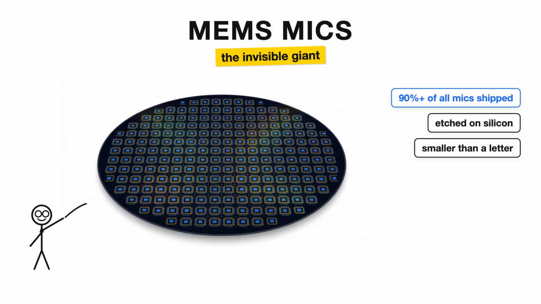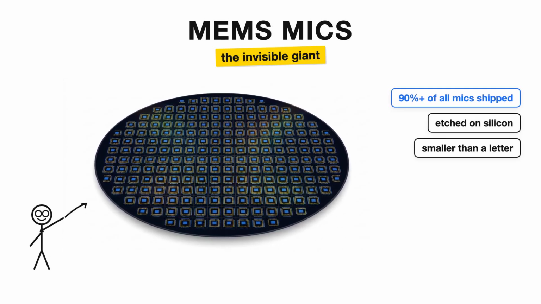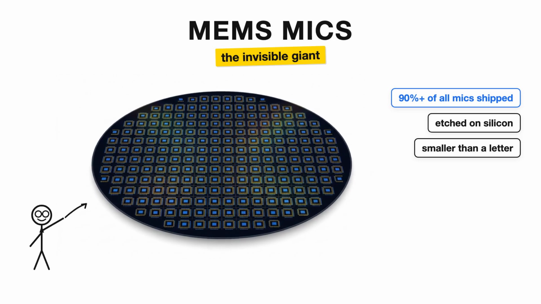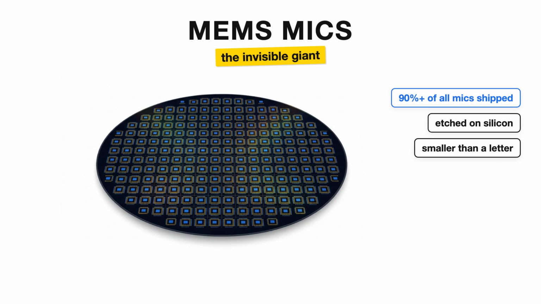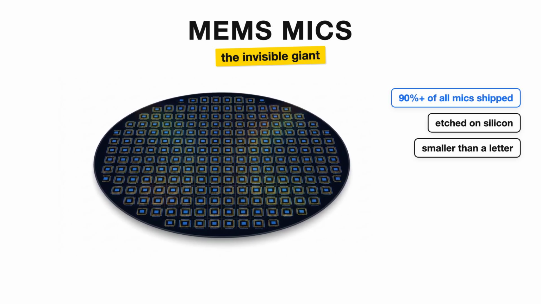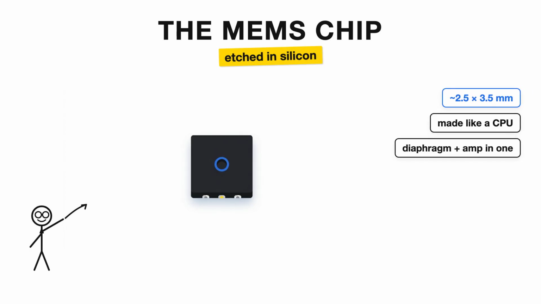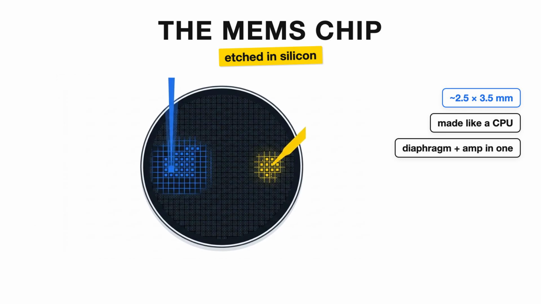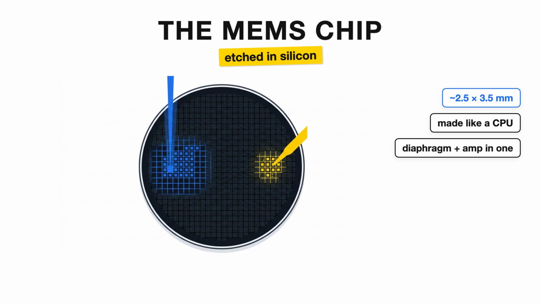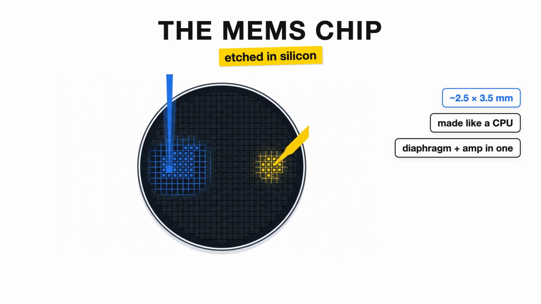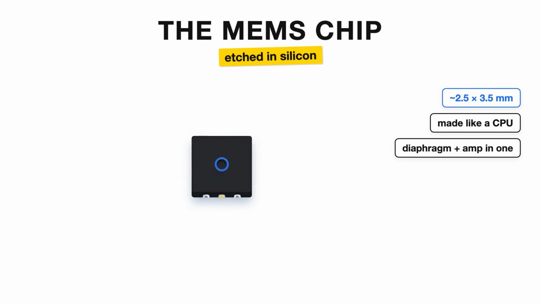Now the type that accounts for over 90% of all microphones shipped worldwide. MEMS microphones, micro-electromechanical systems. MEMS microphones are not built in a factory the way traditional mics are. They are fabricated on silicon wafers using the same semiconductor manufacturing processes used to make computer chips. The microphone is literally etched into a silicon substrate at a microscopic scale. The entire package, diaphragm, backplate, and the amplifier chip bonded to it, fits in a space of about 2.5 millimeters by 3.5 millimeters, smaller than a single letter on this screen.